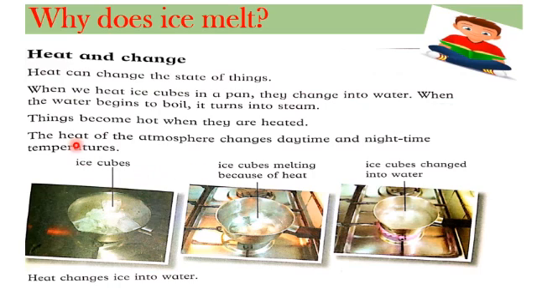It means heat can change the state of things. Heat can change ice cubes into water and then steam. When we heat ice cubes in a pan, they change into water. When the water begins to boil, it turns into steam. You can see here, ice cubes melting because of heat. Ice cubes change into water. Then they will be changed into steam. Things become hot when they are heated.